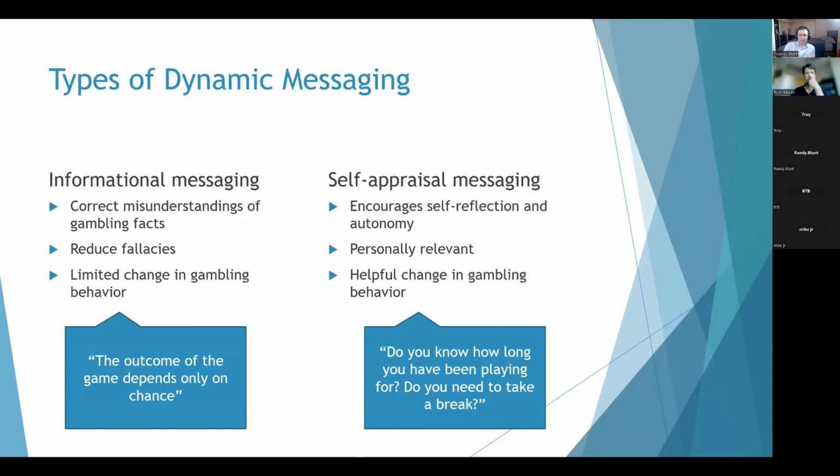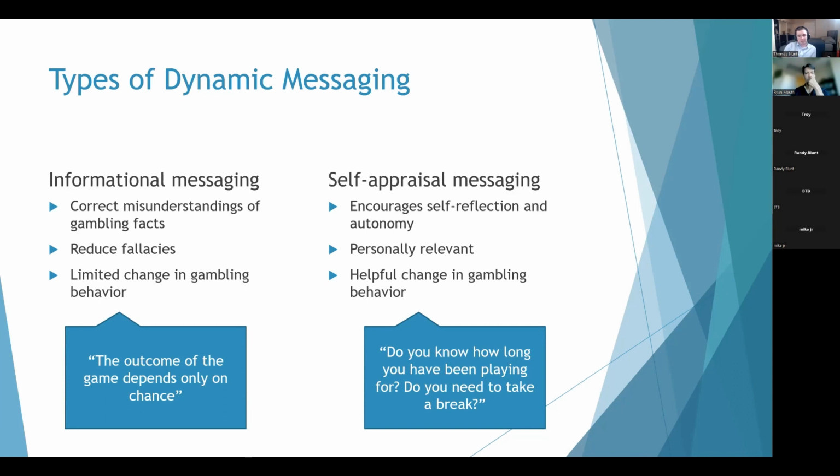One type of messaging they have is informational messaging, which aims to provide information that corrects misunderstandings of gambling in order to reduce fallacies, like the gambler's fallacy, for example. Unfortunately, this type of messaging may not cause any significant change to gambling behavior, especially in the long term.